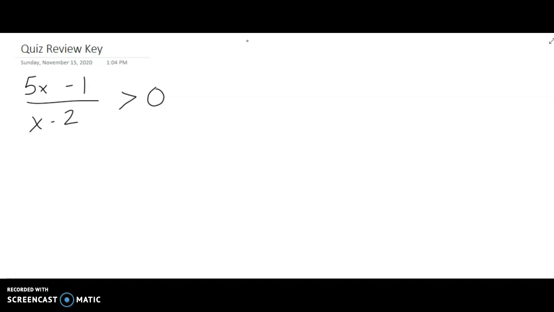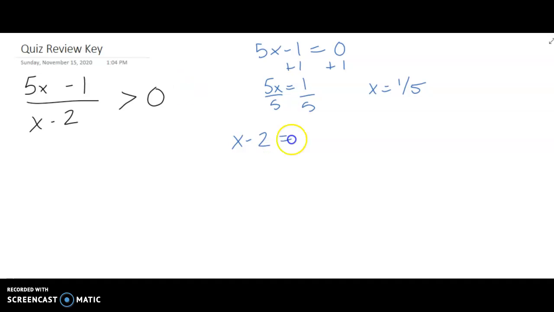So we're going to set our numerator equal to 0 and solve for x. So we're going to add 1 on both sides. We get 5x equals 1. Divide by 5. We get x equals 1/5. Then we're going to set our denominator equal to 0. Solve for x. So add 2 on both sides and we get x equals 2.